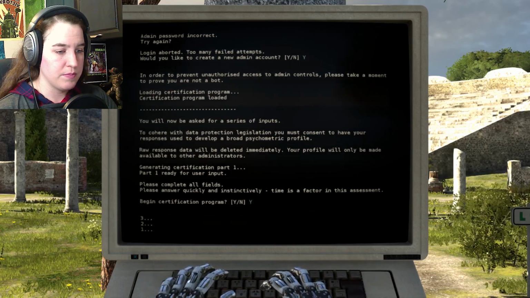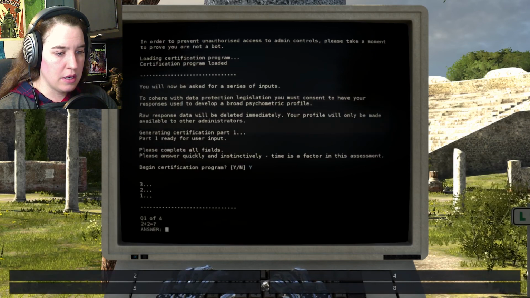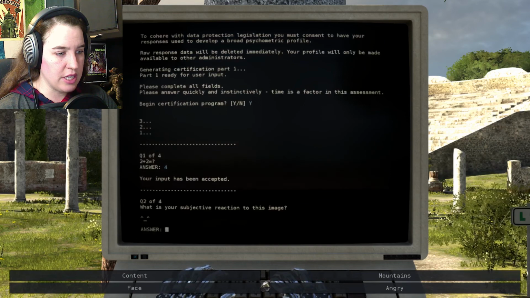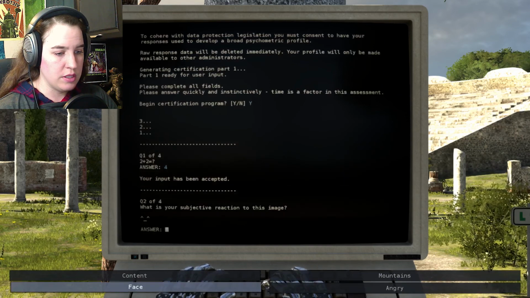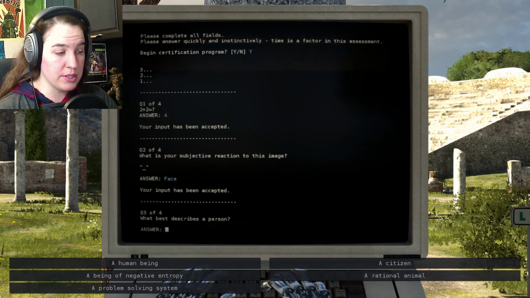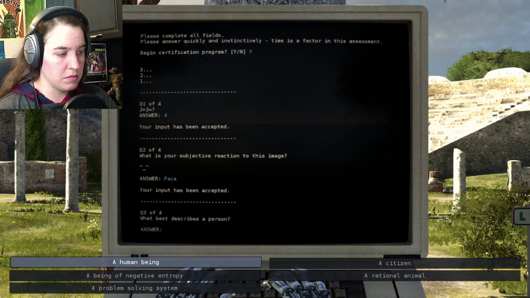Okay. 2 plus 2 is 4. What is your subjective reaction to this image? Face. What best describes a person? A human being.